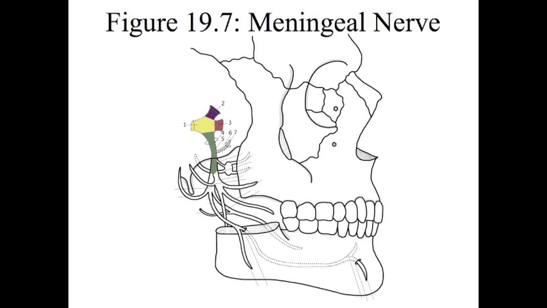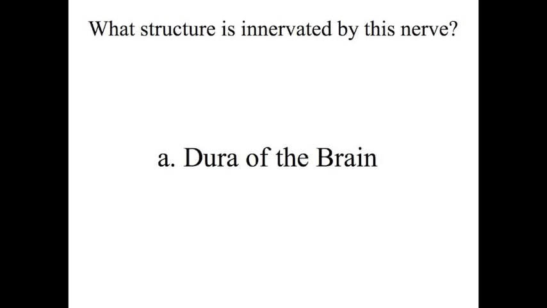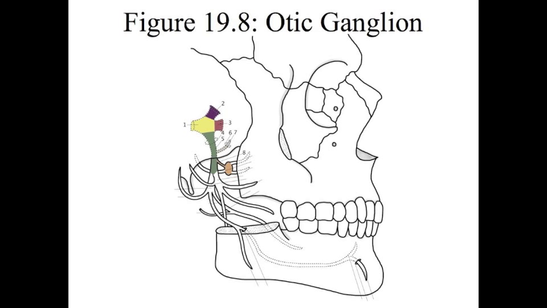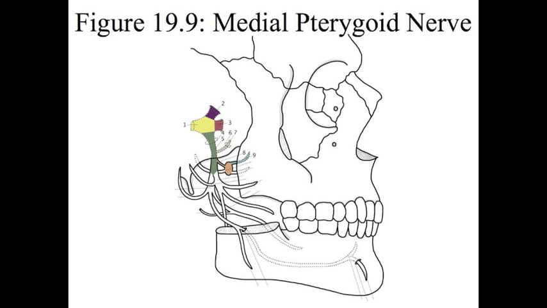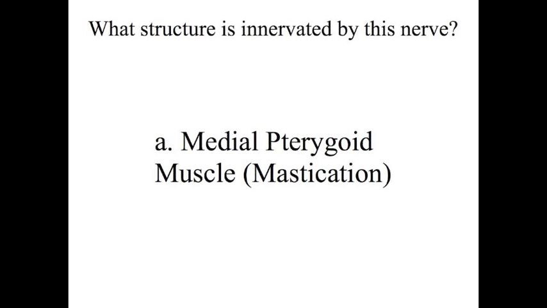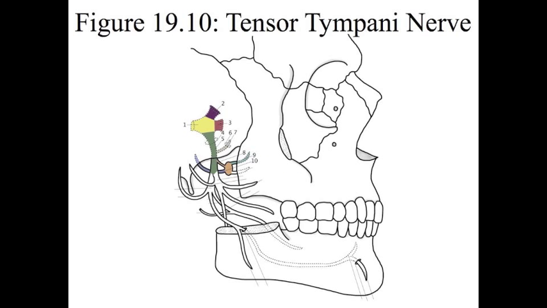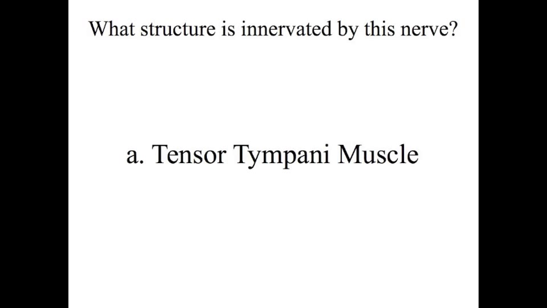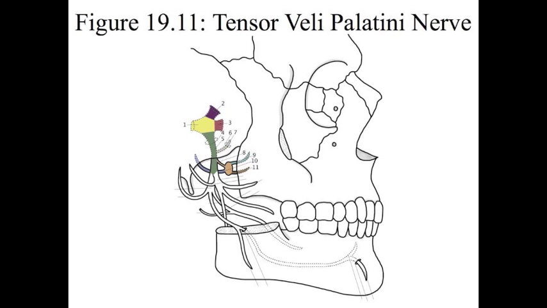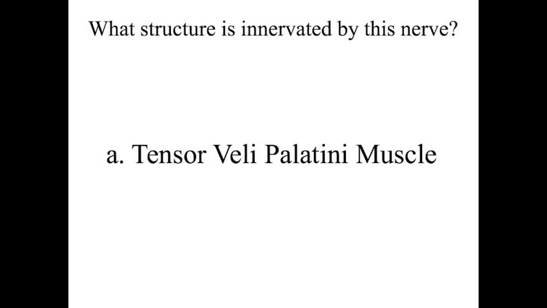Number 7 is the meningeal nerve. It uses foramen spinosum to enter the skull and innervate the dura of the brain. Number 8 is the otic ganglion, and it has 3 branches. The first branch is number 9, the medial pterygoid nerve, and it innervates the medial pterygoid muscle, that muscle of mastication. Number 10 is the tensor tympani nerve, and it innervates the tensor tympani muscle, a muscle of your inner ear. Number 11 is the tensor veli palatini nerve, and it innervates the tensor veli palatini muscle, which is part of the soft palate.